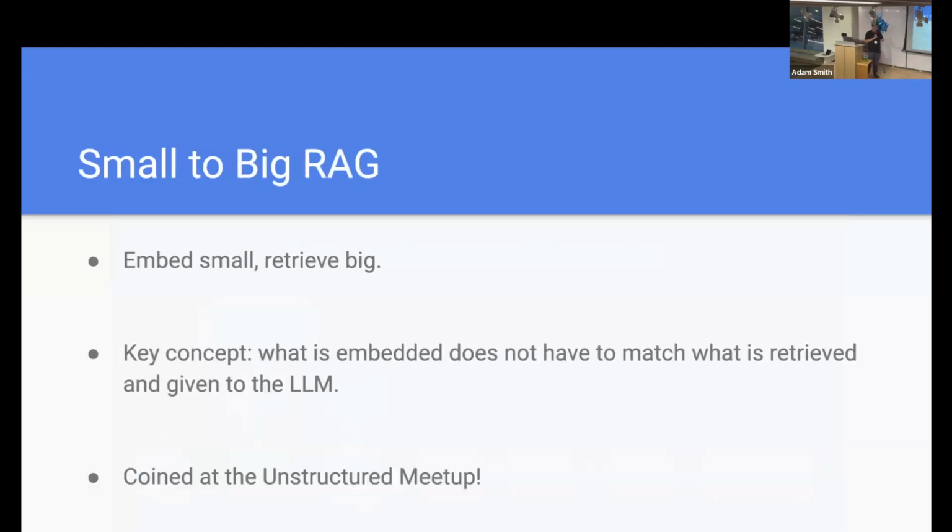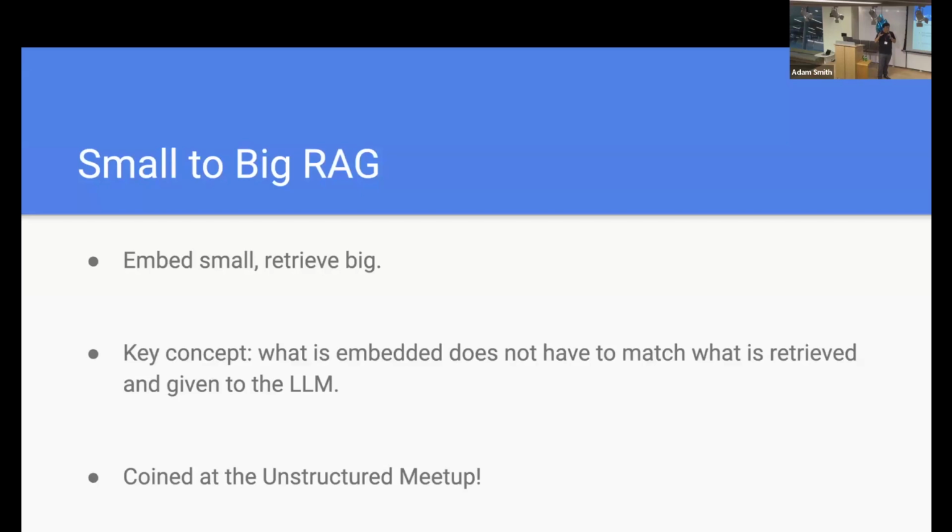Last year when I was here, I coined a term called small to big RAG. I'm not going to have a lot of time to go through it, but it is actually a thing now, so you can look it up. The idea is embed small, retrieve big. The key concept is that what is embedded does not have to match what is retrieved and given to the LLM. So you can embed a smaller chunk and retrieve a larger chunk. Now, why would you want to do that?